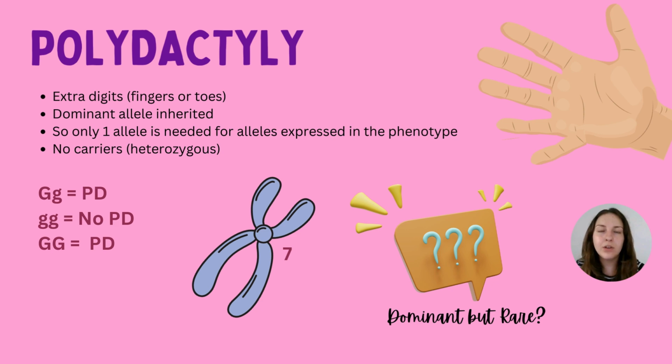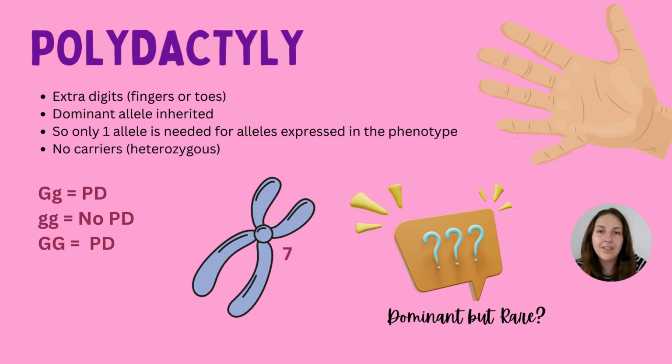So polydactyly, if we look at the etymology of this word and we break it down, poly means many and dactyly just refers to the digits, so our fingers and toes. So someone who has polydactyly will have extra fingers or extra toes or both. And this is actually because of a dominant allele that is inherited. So only one allele is needed. Now, this is expressed in the phenotype in this way, and therefore, because it's dominantly inherited, there are no carriers.